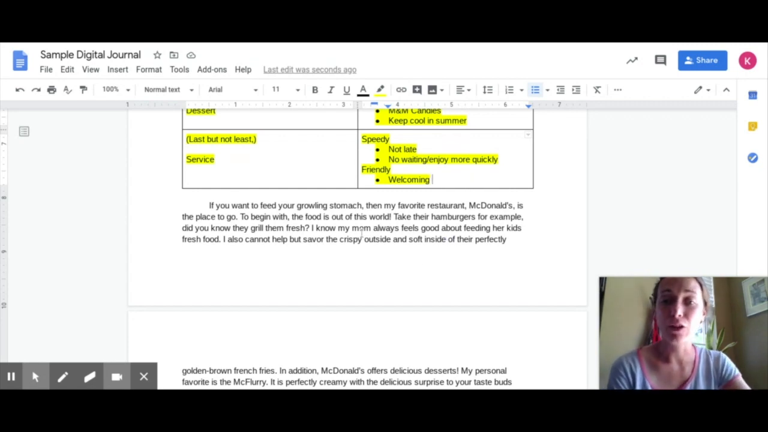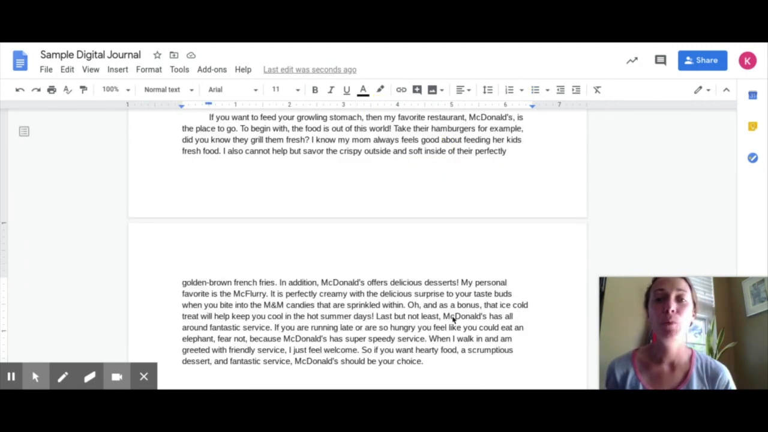So let me write my conclusion and then we'll read my essay. Remember, I said for your conclusion, you need to make sure you restate your 3 big ideas and you let the reader know that you love whatever you were talking about. So in this case, McDonald's. So if you want hearty food, a scrumptious dessert, and fantastic service, McDonald's should be your choice.